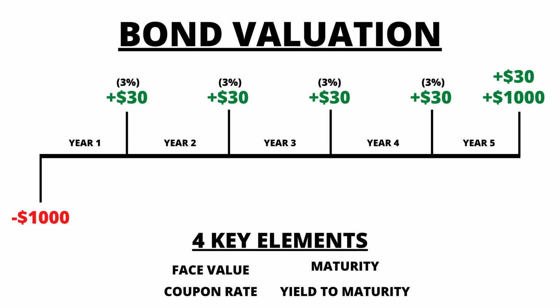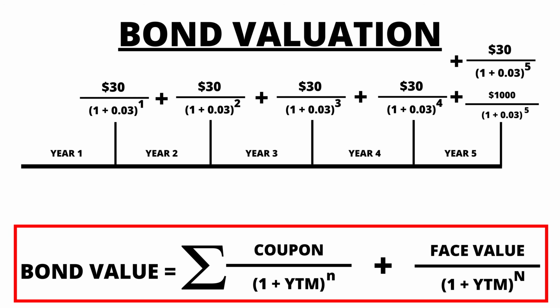A bond has 4 key elements. Face value, which is the amount of cash paid by the issuer at the end of maturity. So it's kind of a lump sum that you get for the bond. Maturity tells us when the bond ends, and at that point, the face value would be, of course, paid to the holder. The coupon rate dictates how much cash is paid out as interest each year, and the yield to maturity is the return that will be earned by the holder if the bond is held to maturity. And these 4 elements make up the formula of a bond.